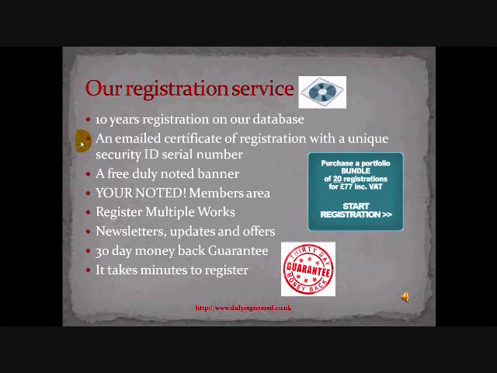For registering a work with Duly Registered, you receive the following benefits: 10 years registration of that work in our database, an emailed certificate of registration with a unique security ID serial number, a free Duly Noted banner unique to your registered work. After registration, simply download it from your work's registration details, accessed via your own personal Your Noted members page, then post it with your work, whether on the web or on a hard copy.